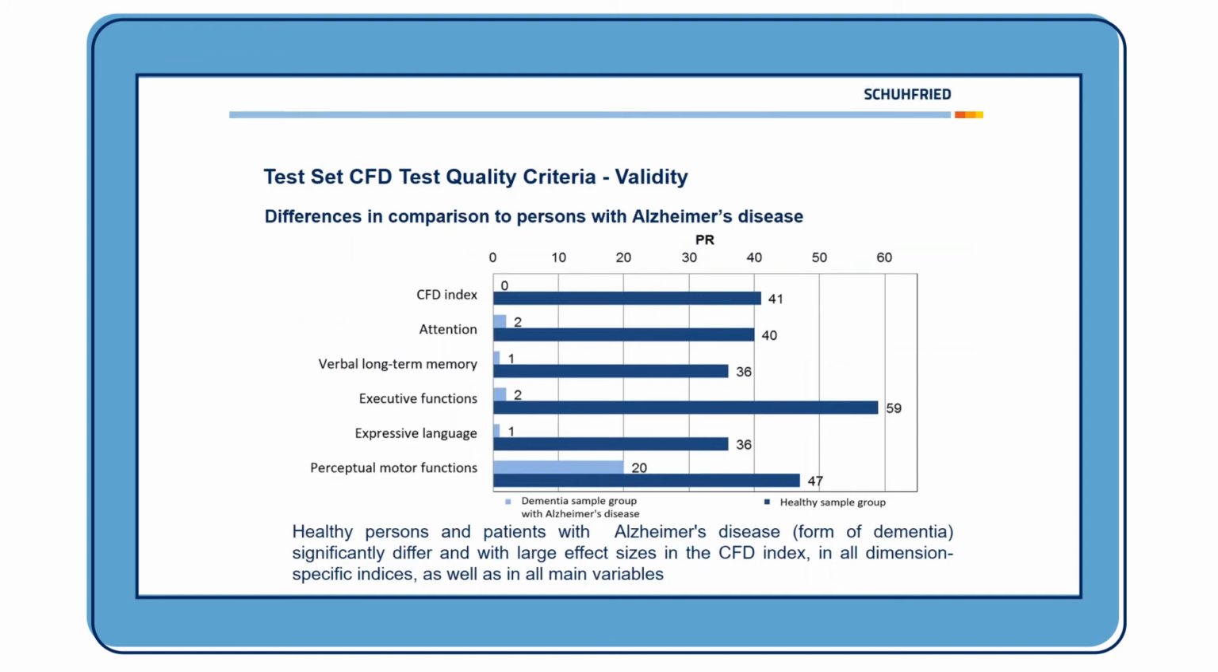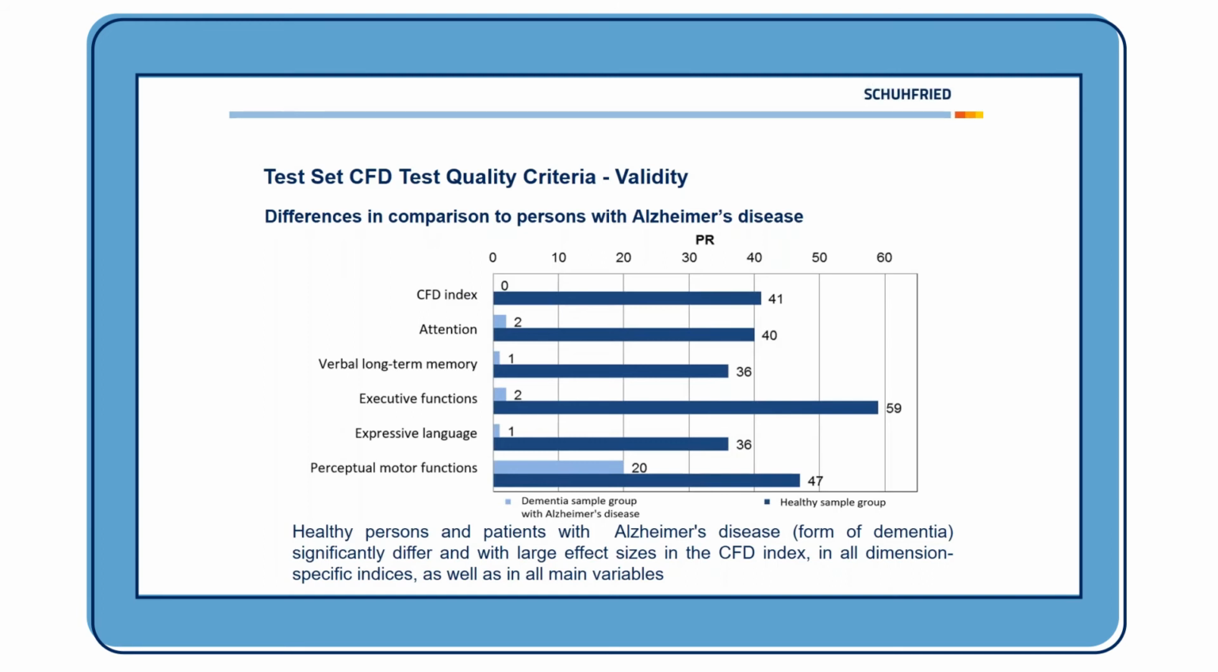Here we see the differences of healthy people and persons with Alzheimer's disease. The healthy sample group is the dark blue, the dementia sample group is the light blue, and as you can see, there are large differences which are also significant in the CFD index and all dimension-specific indices, as well as in all main variables.